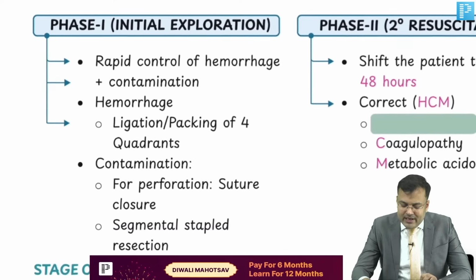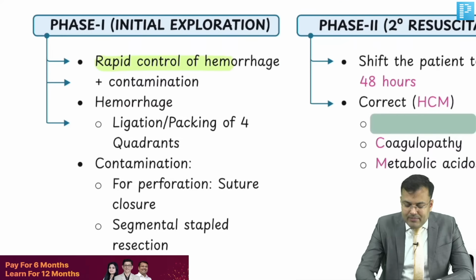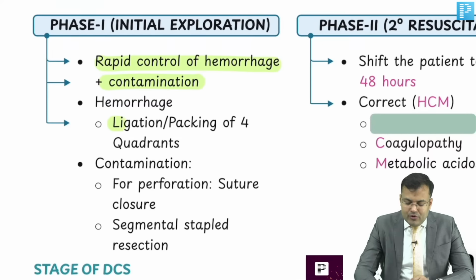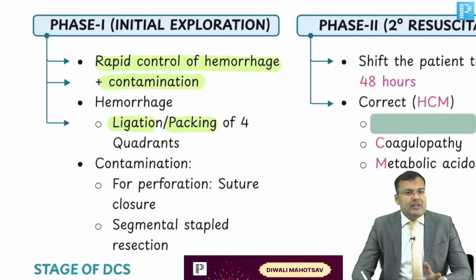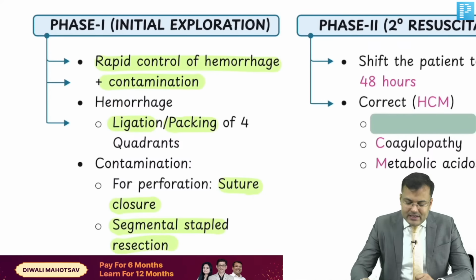So, let us discuss quickly what the phases are. Phase 1, initial exploration. It is rapid hemorrhage control and contamination control. If there is hemorrhage, we go for ligation or packing. For contamination, if perforation is there, go for suture closure or segmental stapled resection.